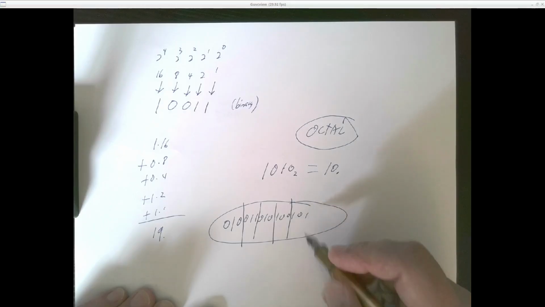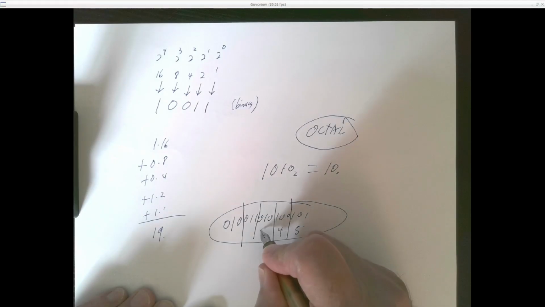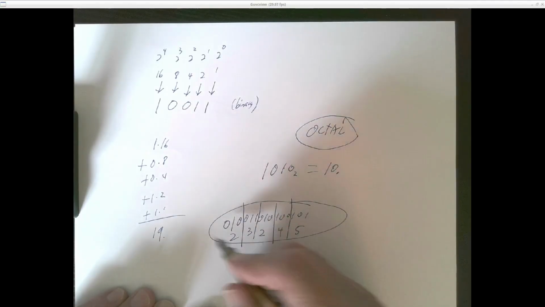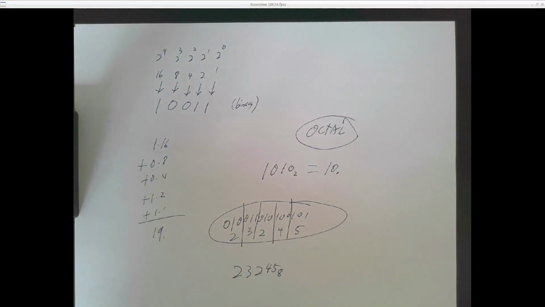So this is 4 plus 1. This is the number 5. This is 4. This is 2. This is 3. And this is 2. So this big long string of ones and zeros we would write as 2, 3, 2, 4, 5, base 8, or octal.